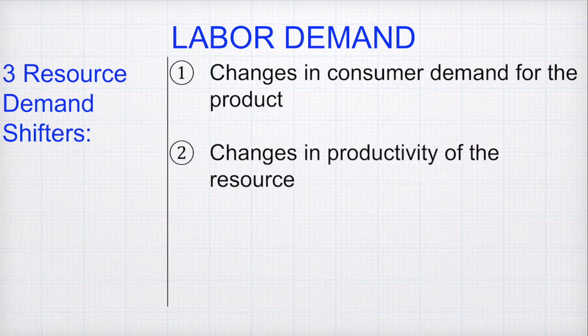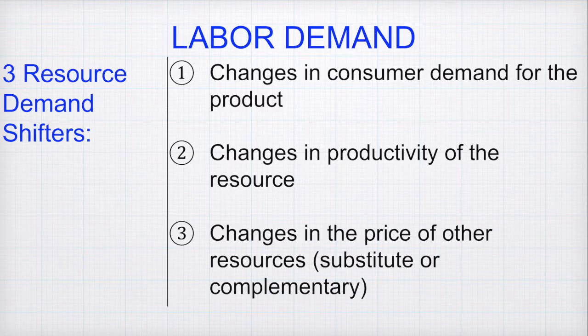Changes in productivity of the resource. So if workers become more efficient, the marginal revenue product would actually increase. Because again, marginal revenue product is marginal product times price. So efficiency, think of it as marginal product. Marginal product goes up, marginal revenue product will go up, and the firm would hire more workers. And I'll show you what that looks like in a second too. But again, productivity also affects marginal revenue product.